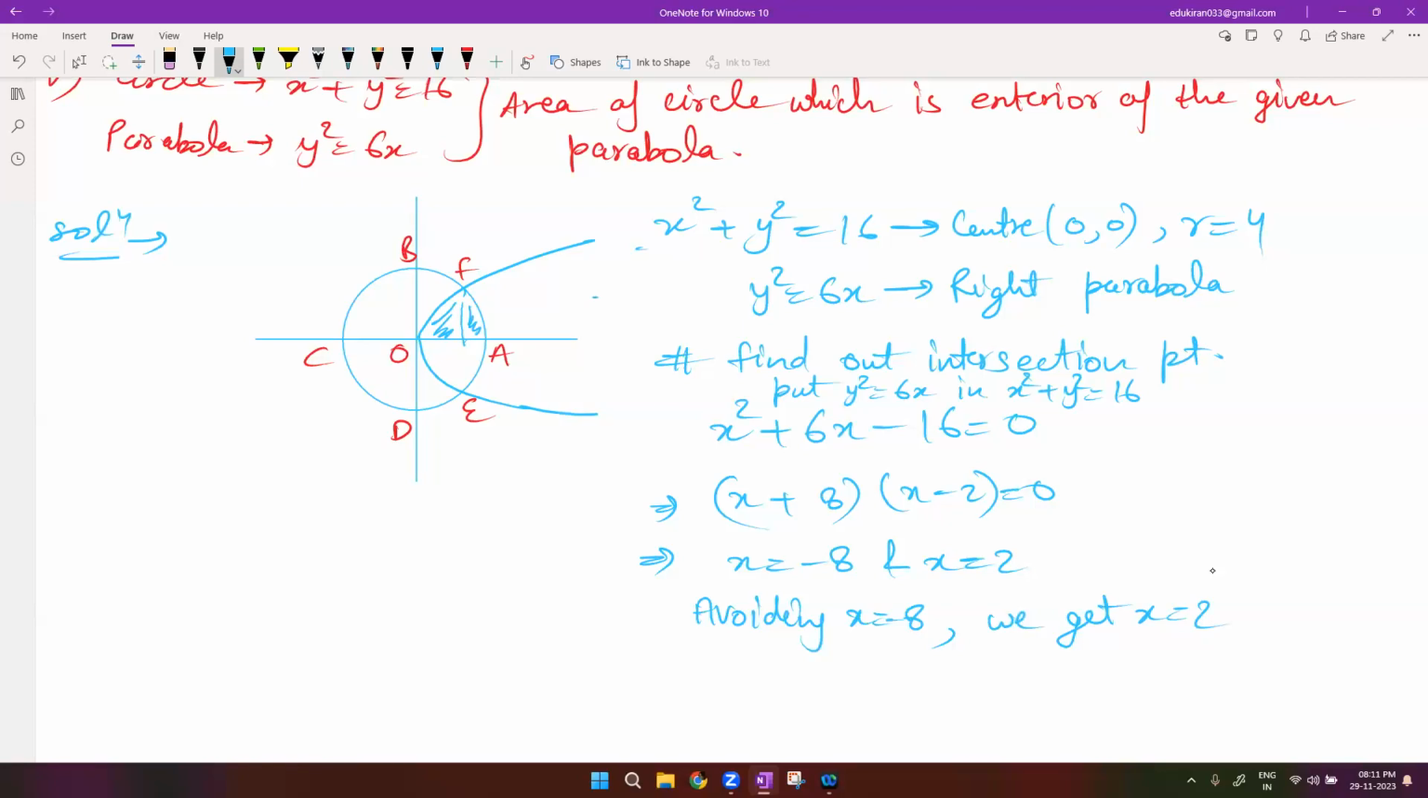Now if I put this here, then I will get the values of y, which means that y square is equals to 12, which means that y is plus minus 2 root 3. So this point F is nothing but 2 comma positive coordinate of y, which is 2 root 3, and this E is 2 comma minus 2 root 3.